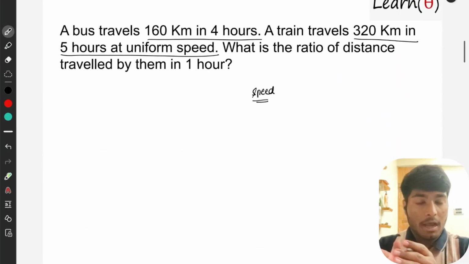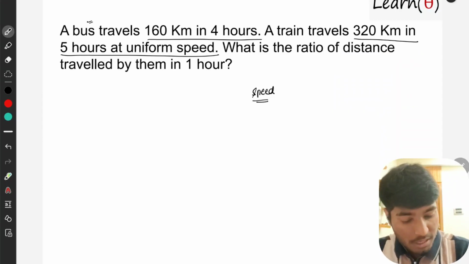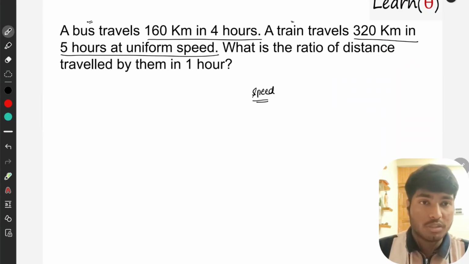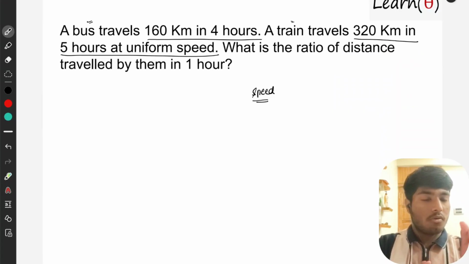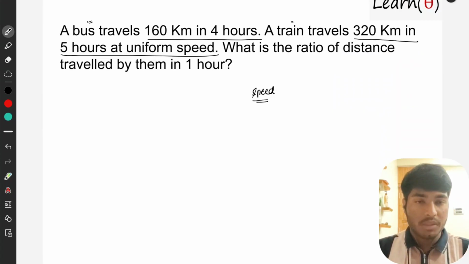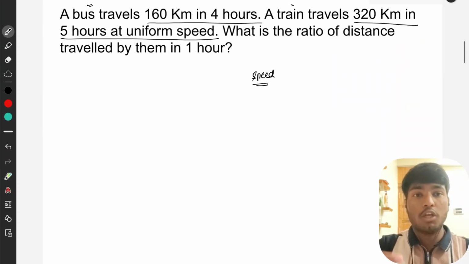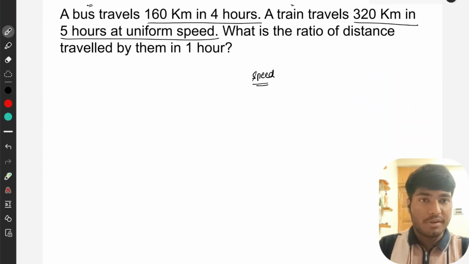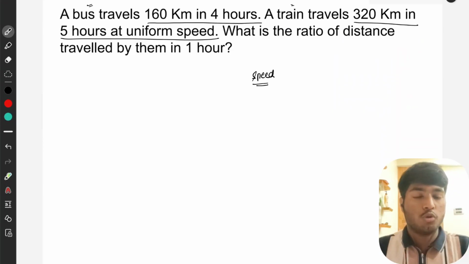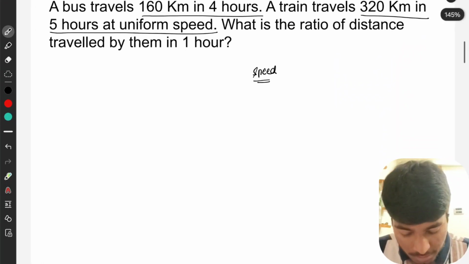First, I can find out the speed of the bus and the speed of the train. Once I have found the speed of both of them, now I can calculate distance for a particular time using the speed. Just say that you are traveling at 10 km per hour, and you are returning from your school to your house with the same speed. How many hours will you take? You will take 2 hours now. How much distance has been traveled? 10 multiplied by 2, that is 20 km. 10 km to come, 10 km to go back. Is this clear?